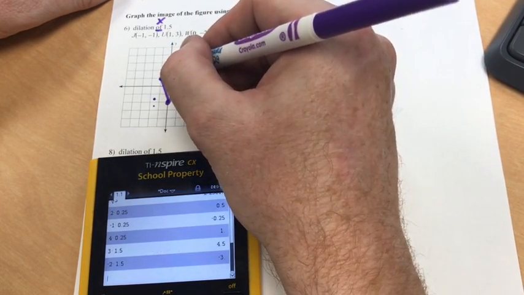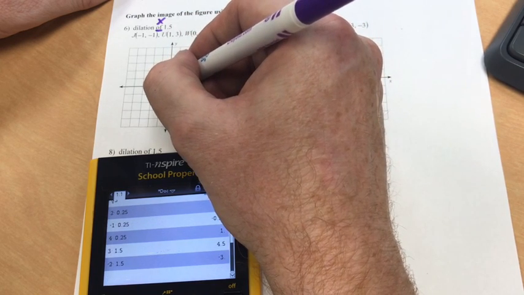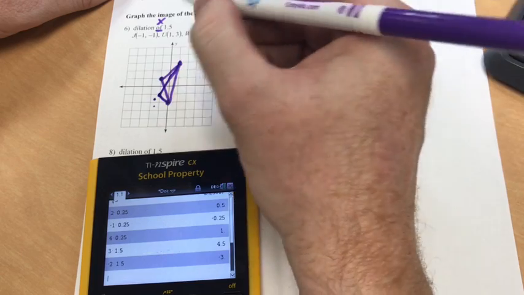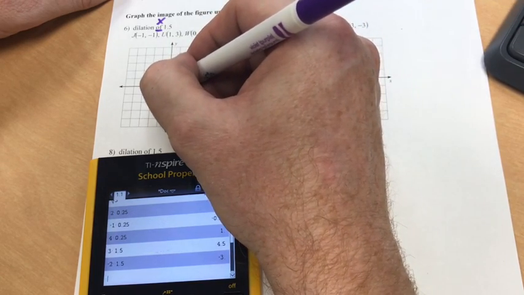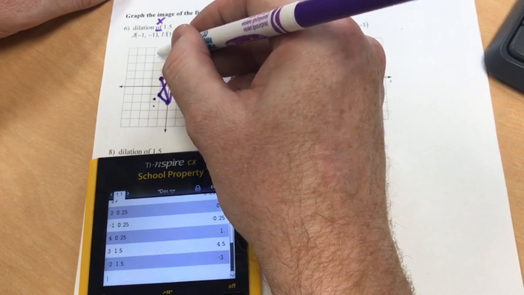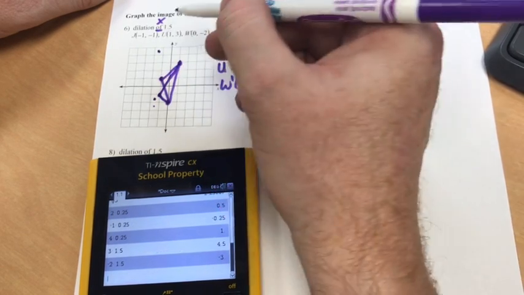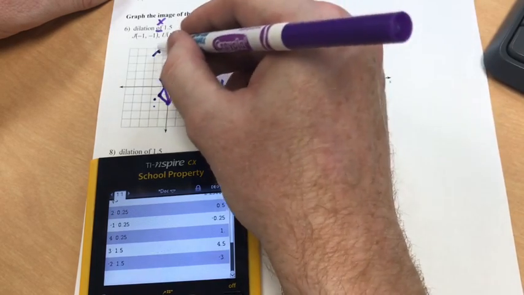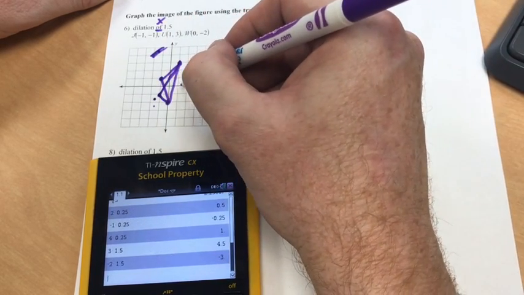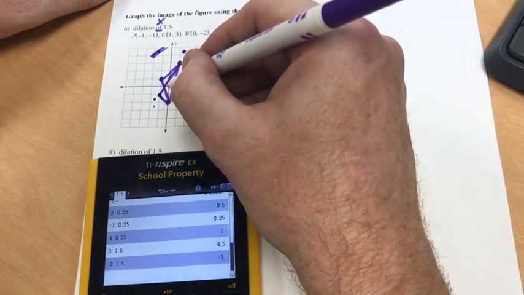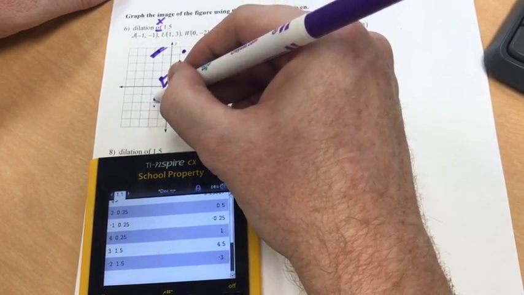I graphed this wrong the first time, guys, and my apologies. So negative 1, negative 1. Okay? Should be right there. So now we're at negative 1.5, negative 1.5. Negative 1.5, 1, 2, 3, 4.5. That's wrong. 1.5, 4.5. Those are both positive. And then 0, negative 3.